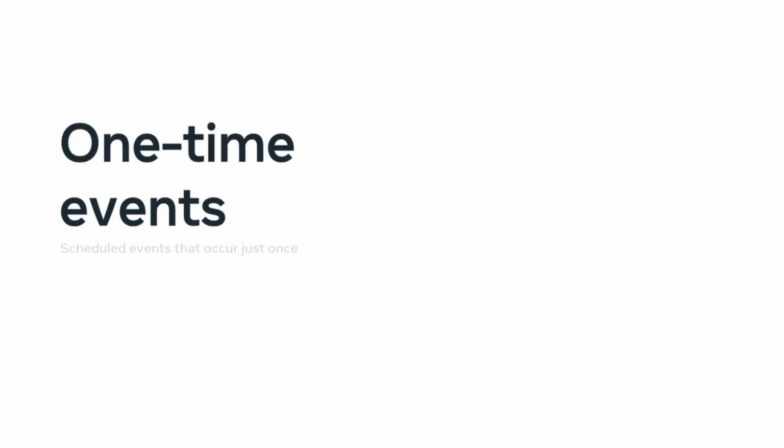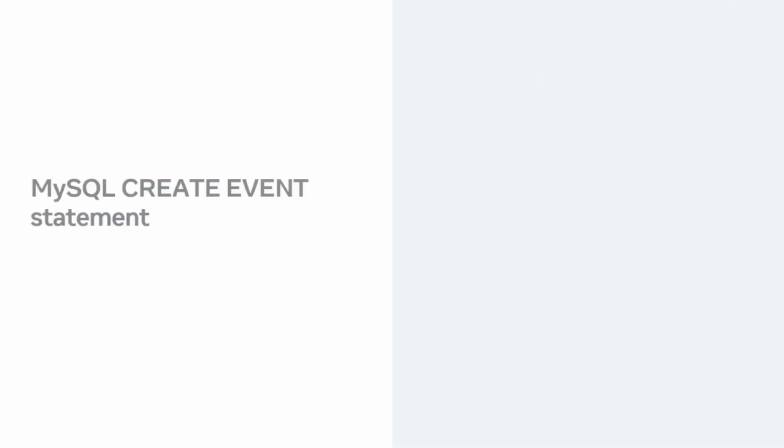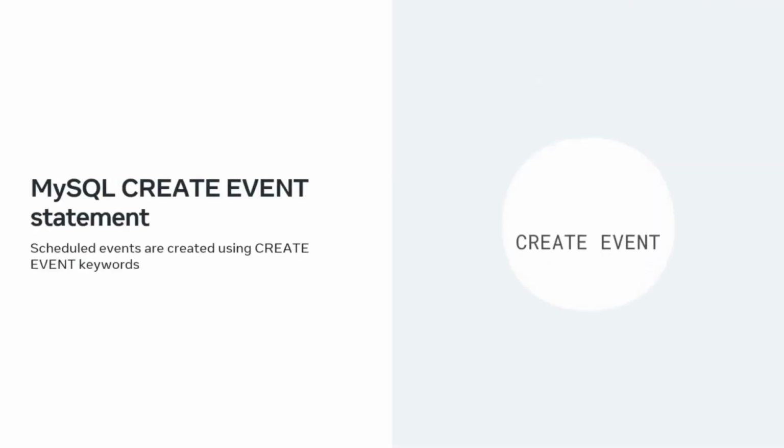One-time events are scheduled events that occur just once, for example, inserting data into a table 1 hour from now. And a recurring event is a scheduled event that occurs on a regular basis, like generating a weekly report from a database. So, how do you create a MySQL scheduled event? Events are created in MySQL using the create event keywords. Let's find out more about how this syntax works.